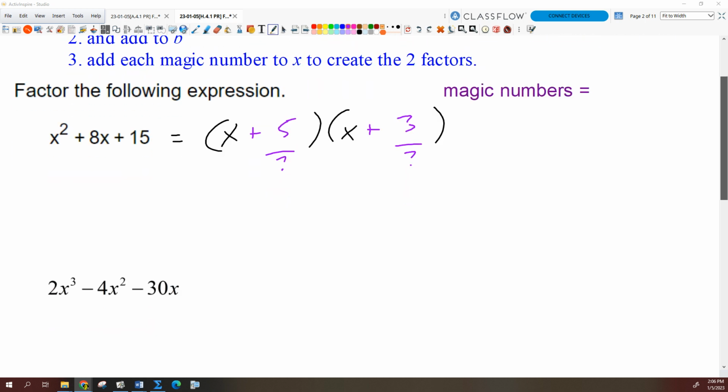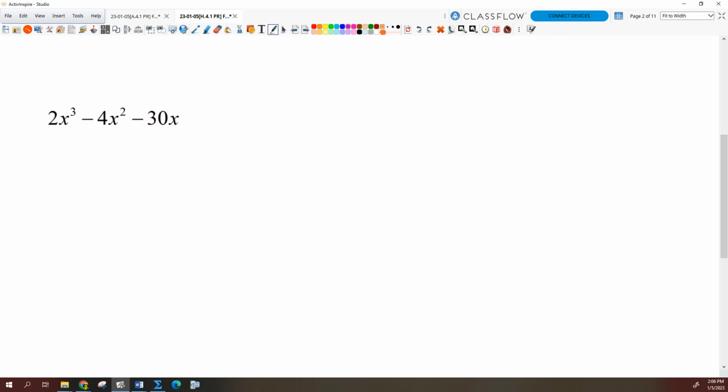Okay, so let's try maybe a couple more. How about this one? What would I need to do there? Greatest common factor. We always try that first. What's my GCF here? Good, we can undistribute a 2x, leaving us with what? x squared, okay, because 2x times what is 2x cubed? x squared. Minus 2x. Minus 15, okay?